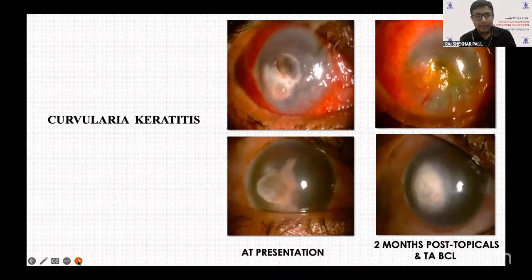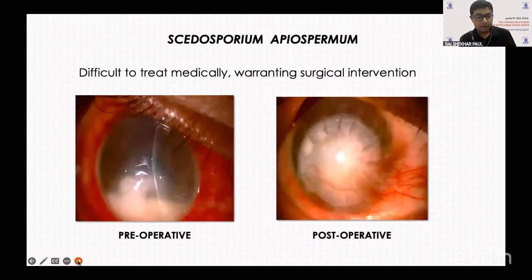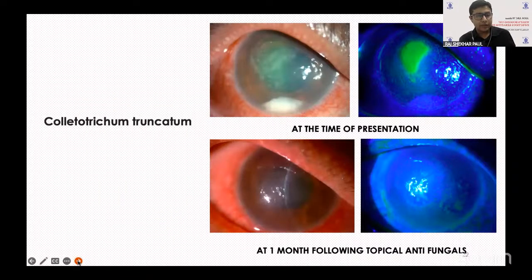This is the Curvularia keratitis, which was managed medically, and tissue adhesive was also used. This is a Scedosporium, which is difficult to treat medically, and they need surgical interventions like TPK, as shown in this figure. This was a recent case of Colletotrichum truncatum, which we found, and they respond very well to the topical antifungals natamycin and voriconazole. This is a picture showing 1 month follow-up.